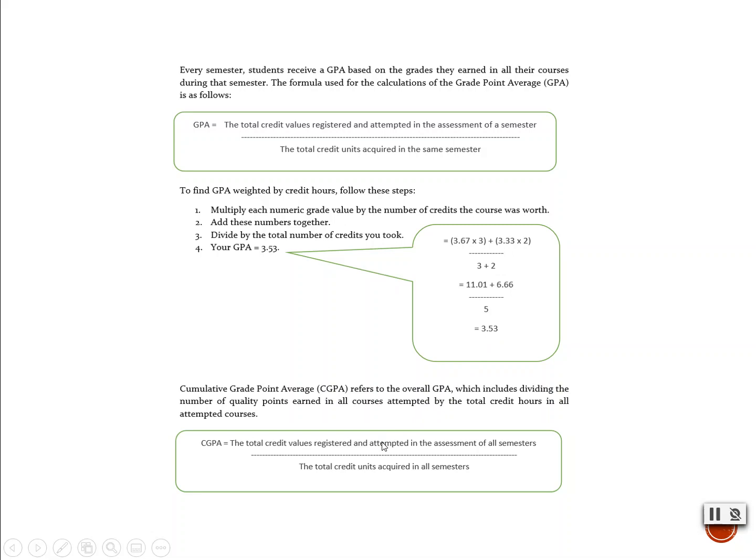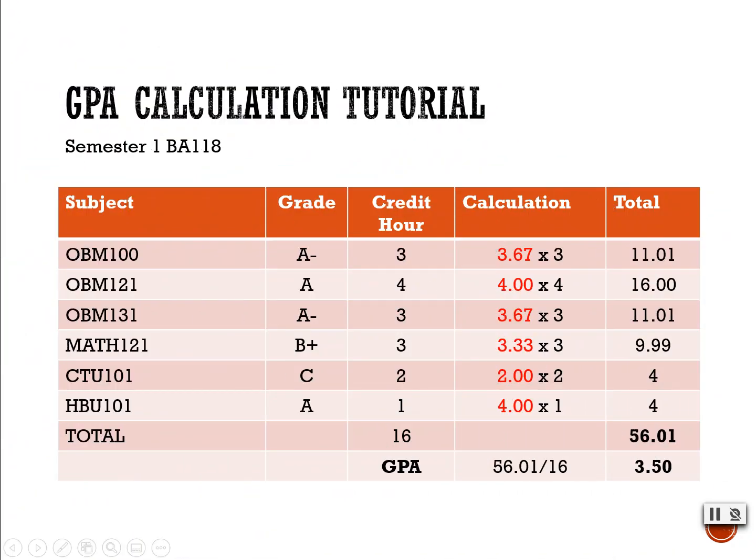I'm going to show you this to give you a clear understanding of how to calculate your GPA. For example, for part 1, you take subjects OBM 100, OBM 121, OBM 131, Math 121, CTU 101, HBU 101. This is the credit hour, or the credit unit, that you take. The credit unit for 100 is 3, 121 is 4, 131 is 3, Math is 3, CTU is 2, and HBU is 1. For OBM 100, you get an A minus, so 3.67. When you get an A, it means 4 flat, 4.00.